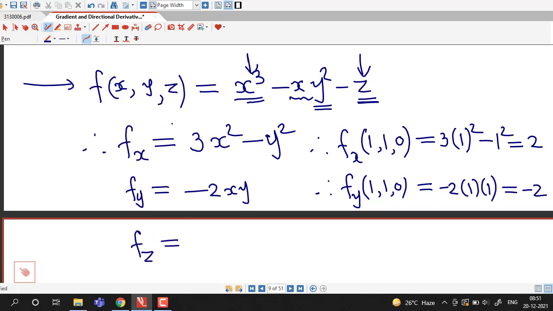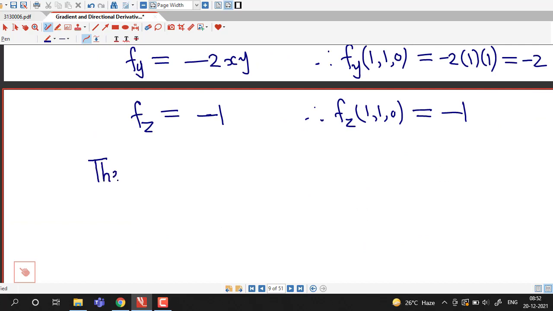Similarly, for the partial derivative with respect to z, we consider x and y as constant. So these two terms become constant, and their derivative is 0, and the derivative of minus z is minus 1. So this is minus 1 at every point. Therefore, at 1, 1, 0 also we have minus 1.